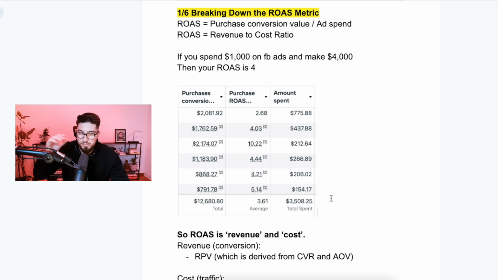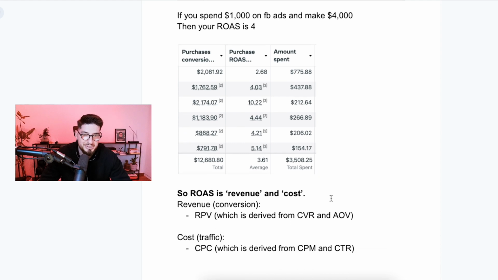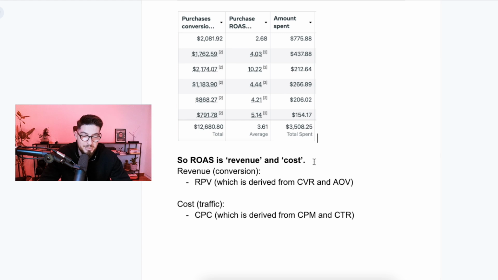Cool. Depending on your profit margins, LTV, whatever, you're gonna want a ROAS of 3, a ROAS of 2, or a ROAS of 5. Depends on the case. I've got friends running on a 1.6 ROAS and they're happy. So it's just a matter of volume and profit. But anyways, ROAS is just revenue and cost.